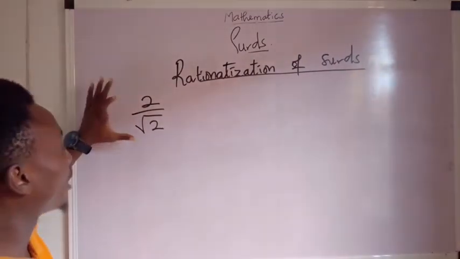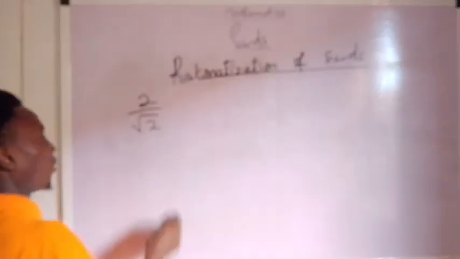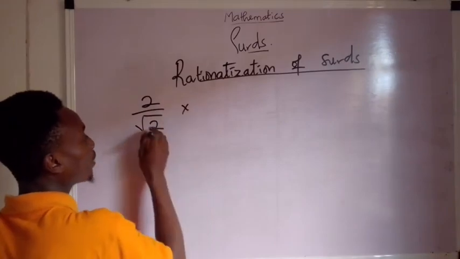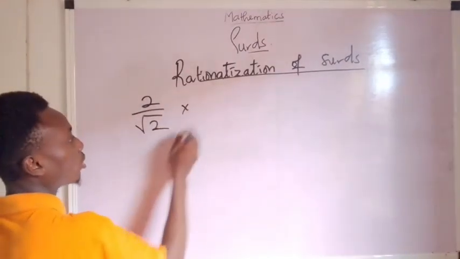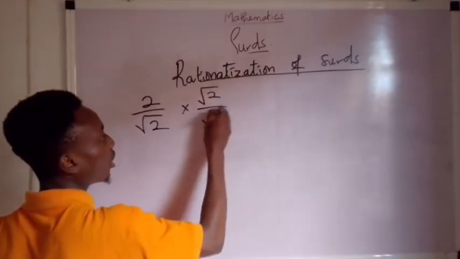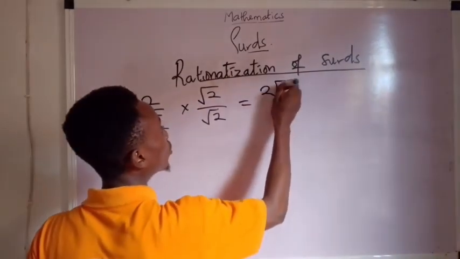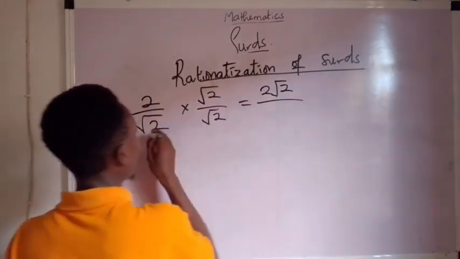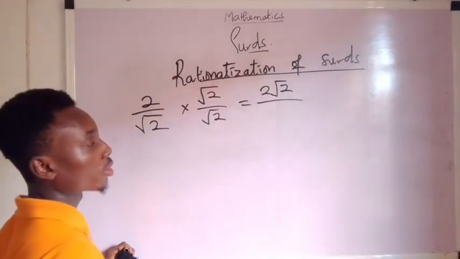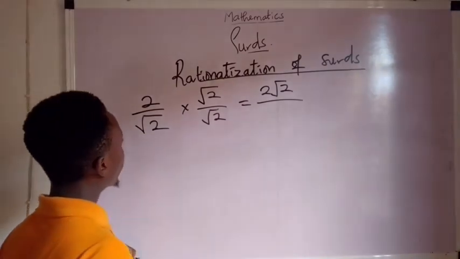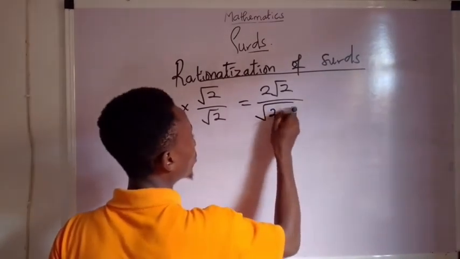How do you rationalize a surd like this? You multiply it by what is in the denominator, root 2 over root 2, which will now give us 2 root 2 over what? Now, apply the law of multiplication of surds. We do this 2 times 2, right?